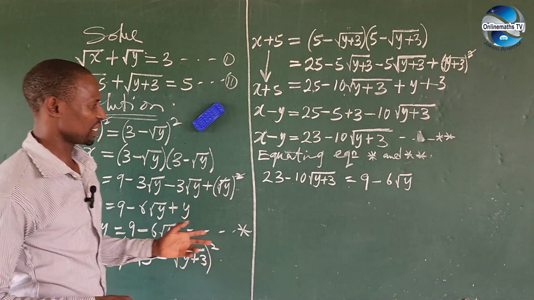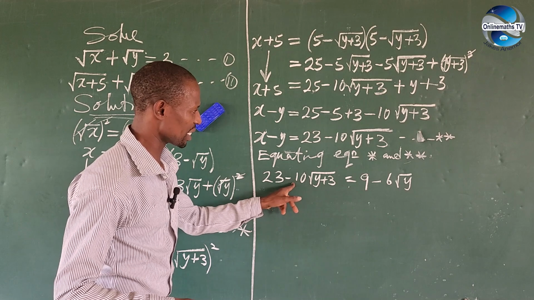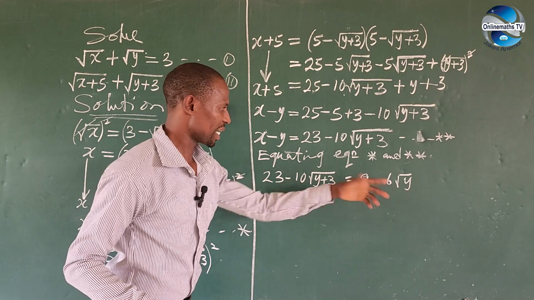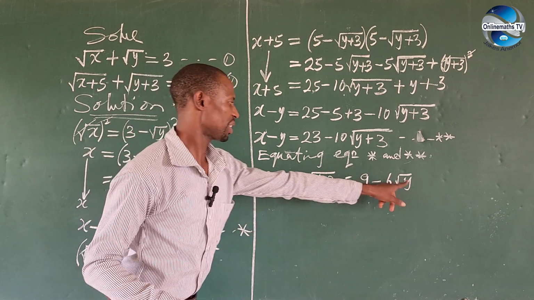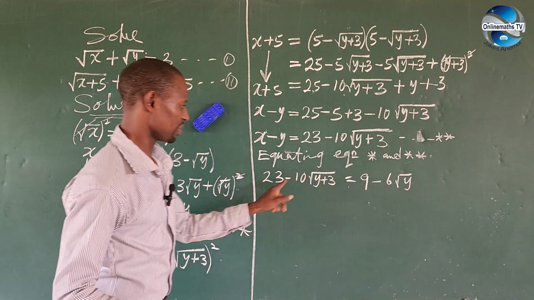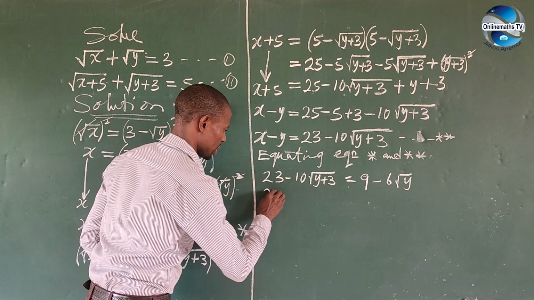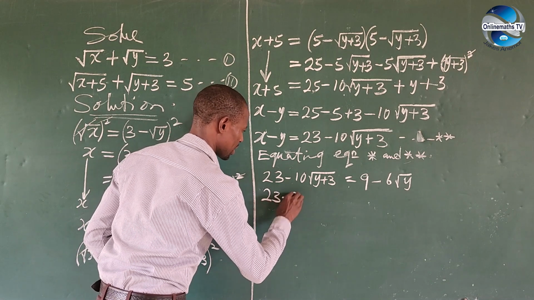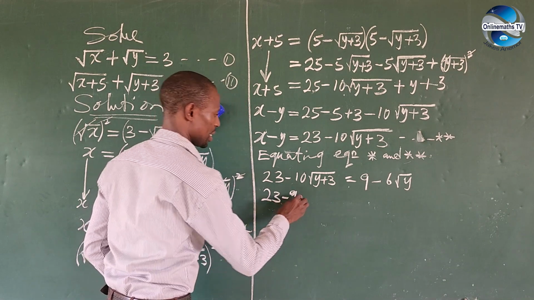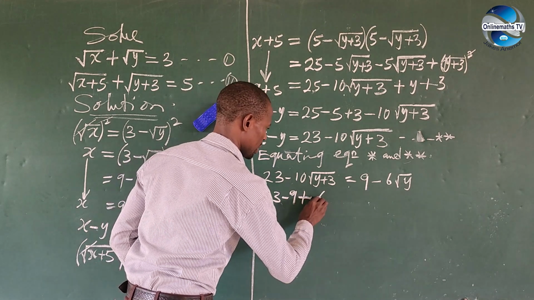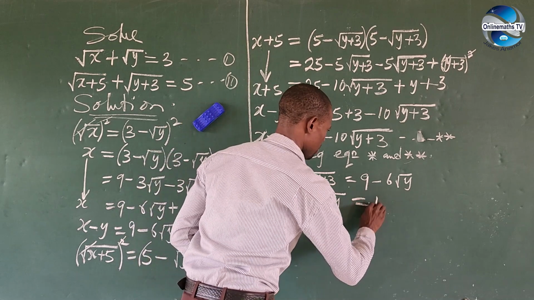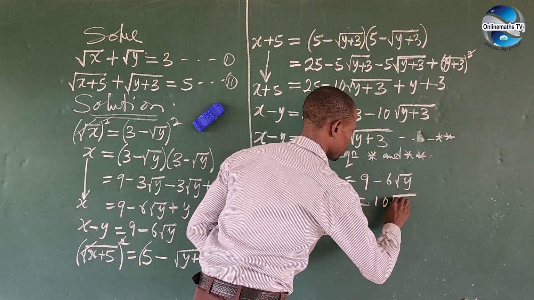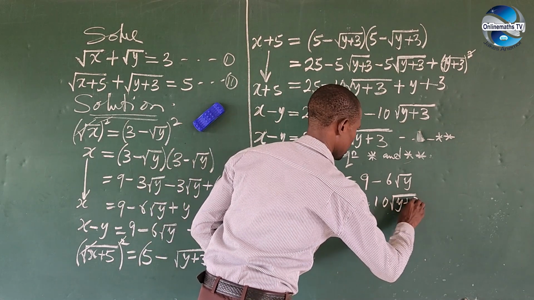Okay, so at this point now, because of this minus sign and this minus sign, I can interchange them. I want to move this to this side, move this to this side. At the same time, I move this 9 to this side. So this will give us 23 minus 9, this 9 please, plus 6 root y. This is equal to positive 10 root y plus 3.